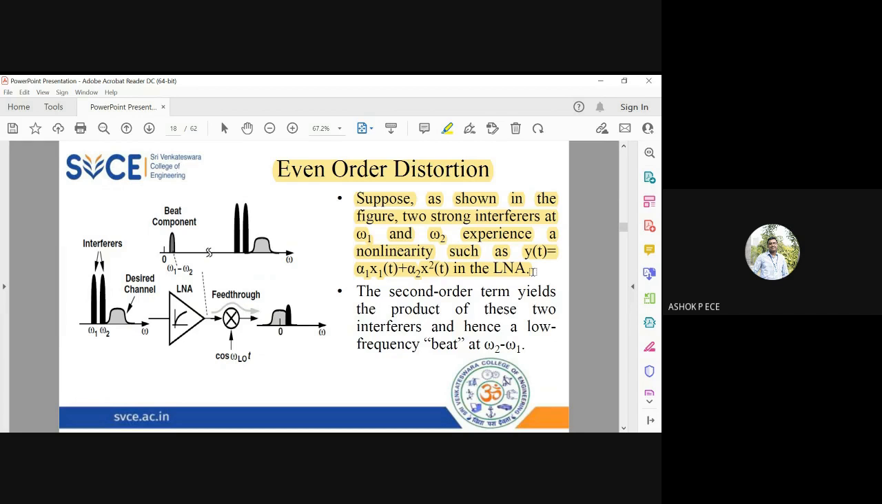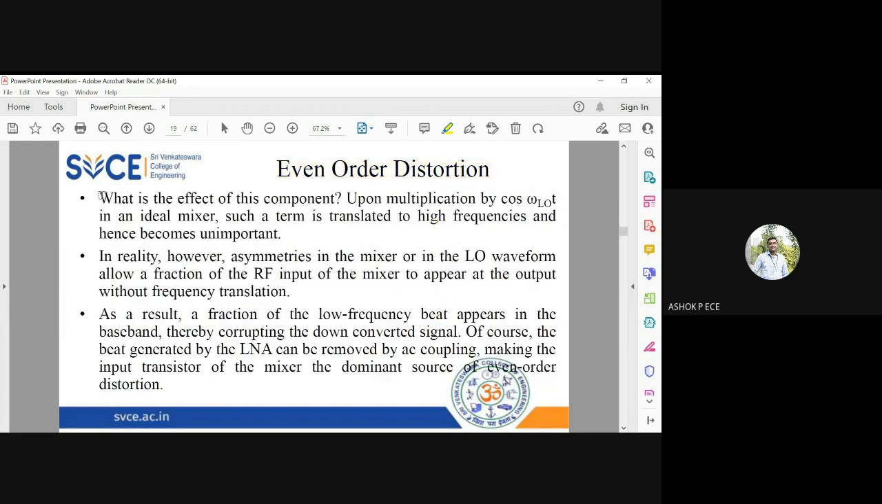Actually, ideally, the LNA output will be y of t with the first term only if the LNA is linear, but assume the LNA is non-linear, it is going to have two terms. The second order term yields the product of the two interferers and the low frequency beat at omega 2 minus omega 1. So you have a low frequency beat. And what is the effect of this component?